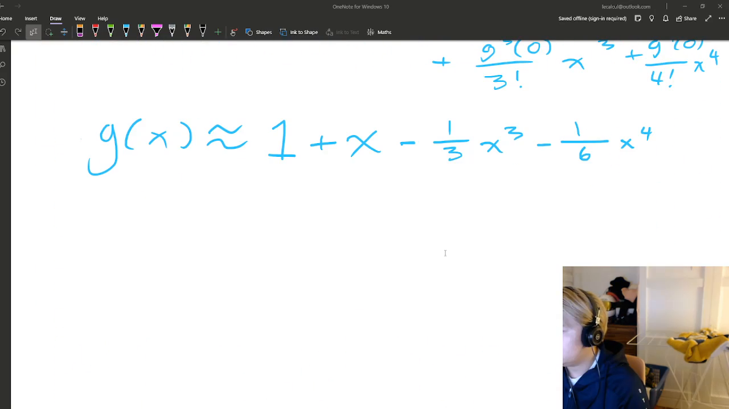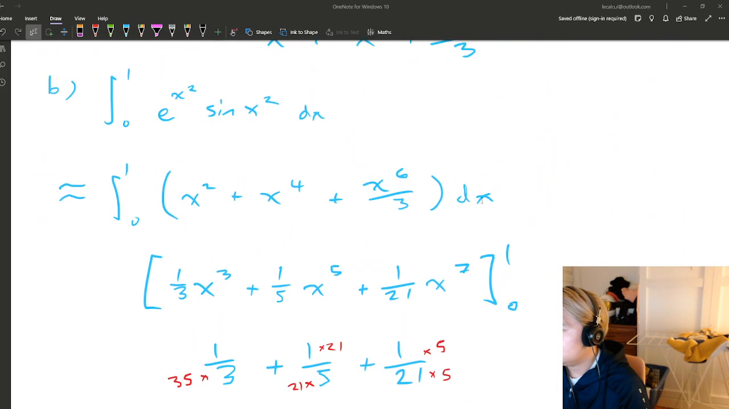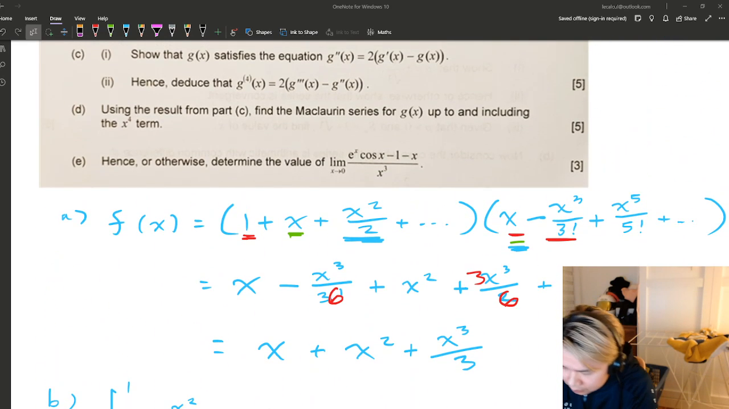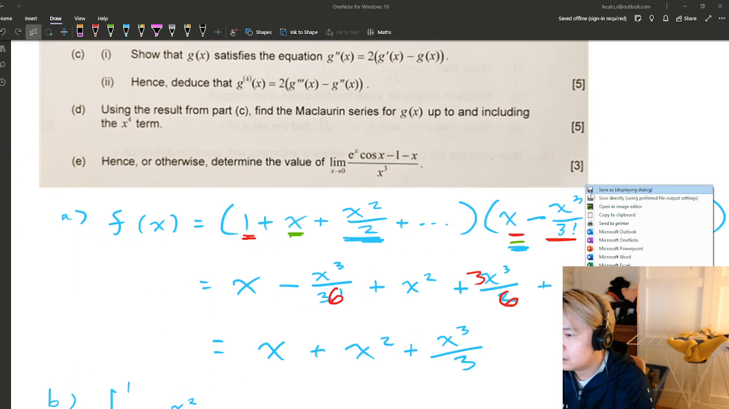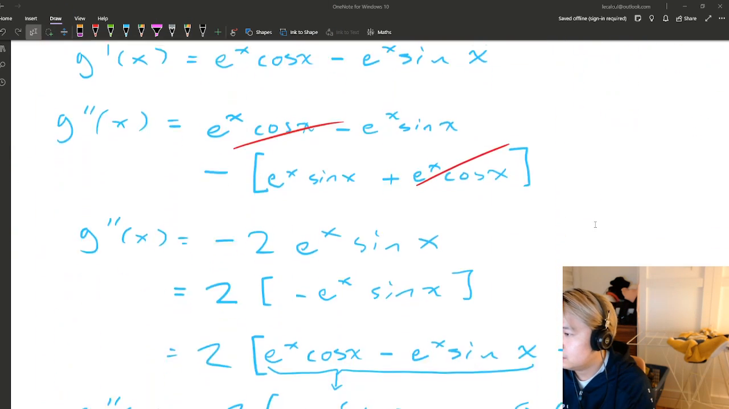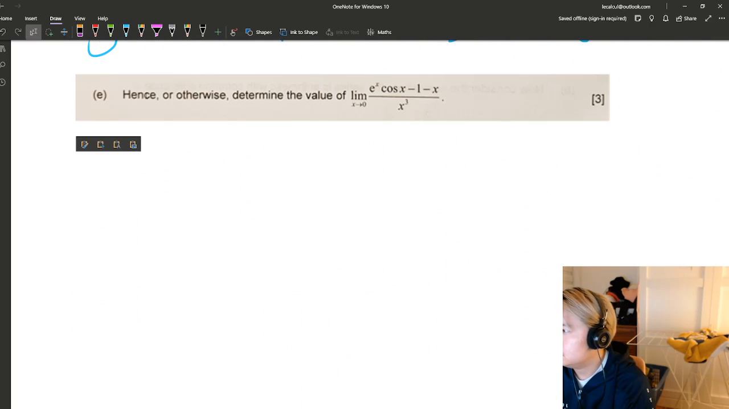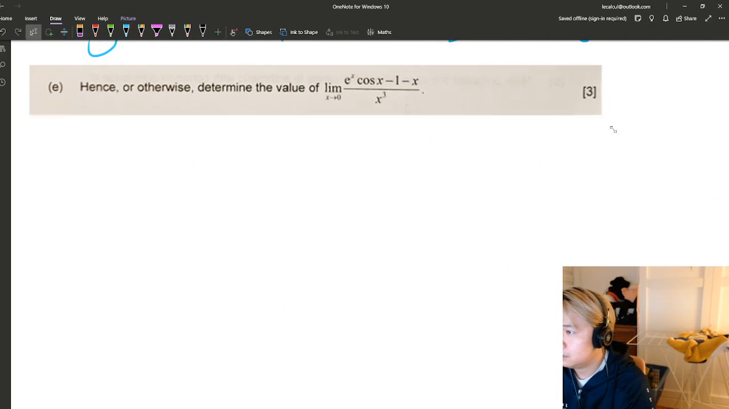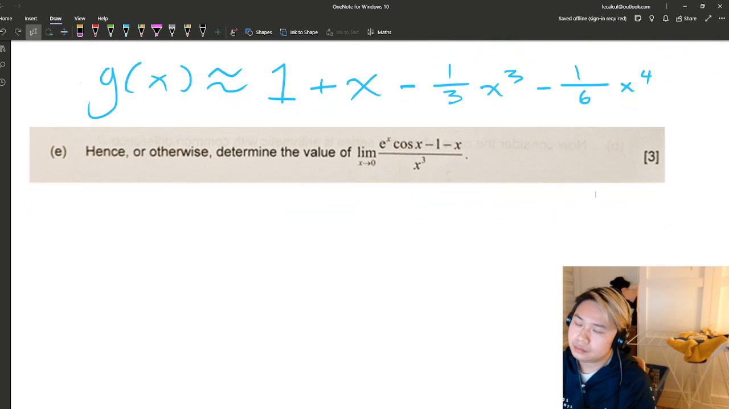And then I think there's only one more question left, right? Which is finding a limit. And this will be easy. Copy. Paste. And how am I doing for time? A little over an hour.